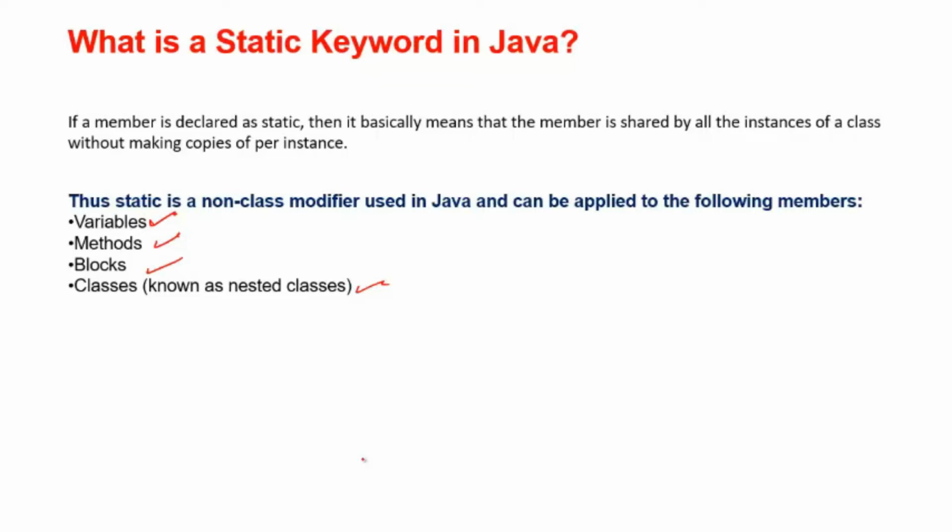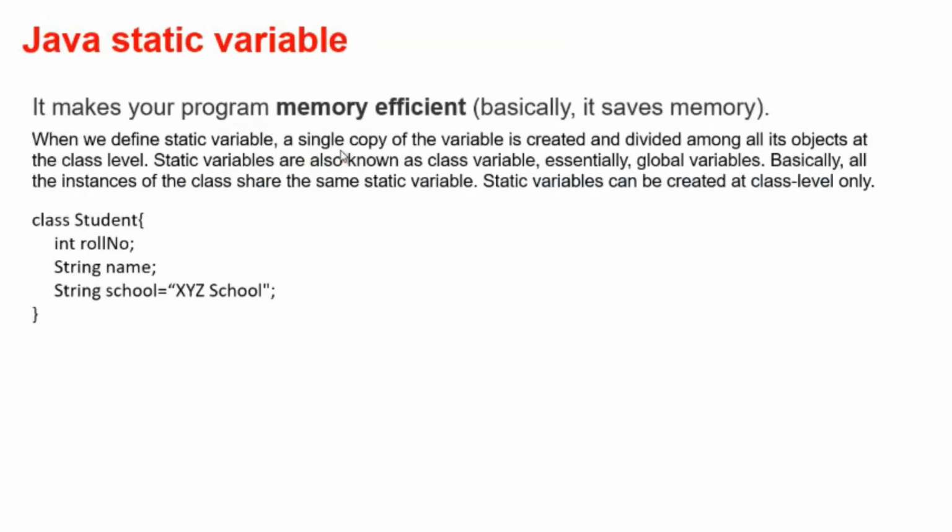In the Eclipse IDE, I have defined the static keyword. If a member is declared as static, then the member is shared by all instances of a class without making copies per instance. Let's see one example of static variables. Static variables make your program memory efficient. So why do we use that? It makes our programs memory efficient, and basically it saves memory.